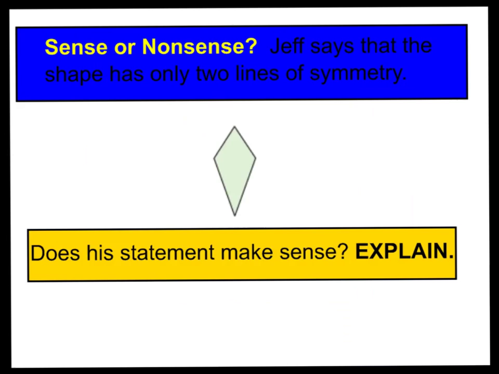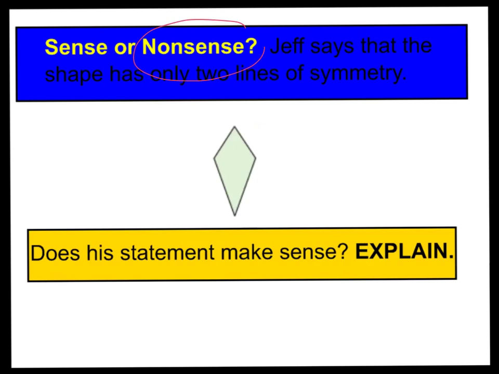Okay, so here's another question for you. Sense or nonsense? Jeff says that the shape has only 2 lines of symmetry. Does his statement make sense? Explain. So, does this shape right here have 2 lines of symmetry, 1 line of symmetry, or more than 2 lines of symmetry? Go ahead and pause the video to write your answer. Make sure you give a detailed explanation.